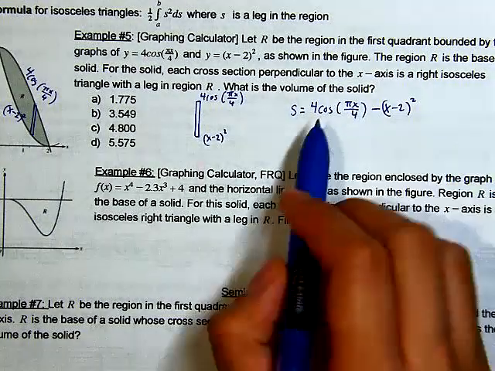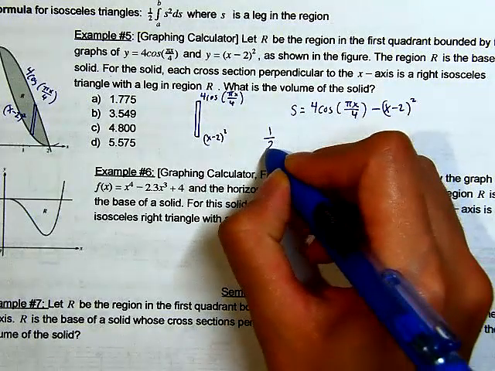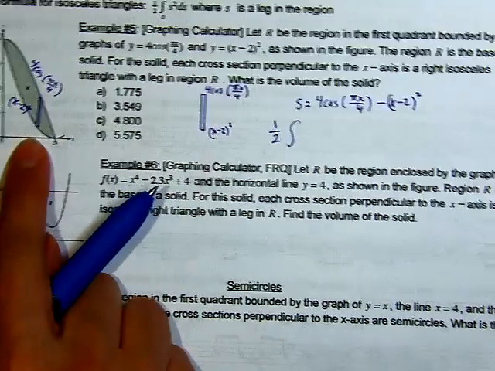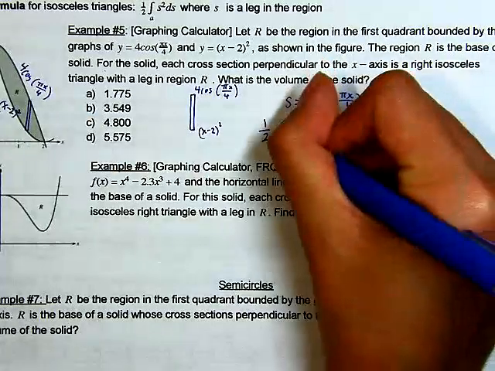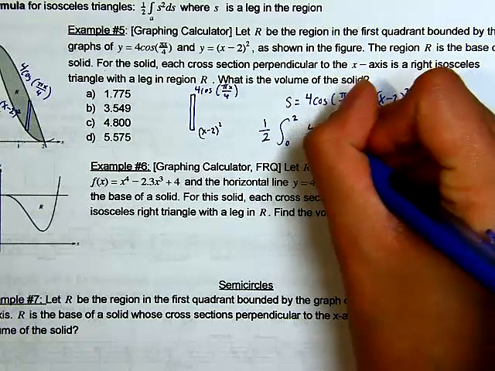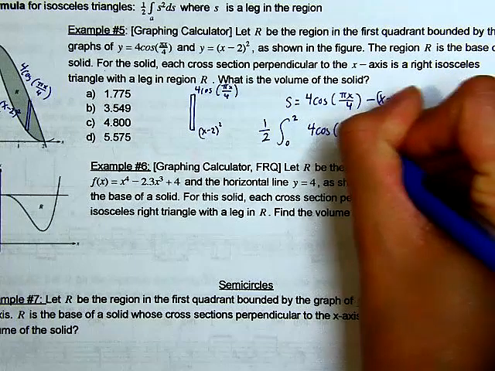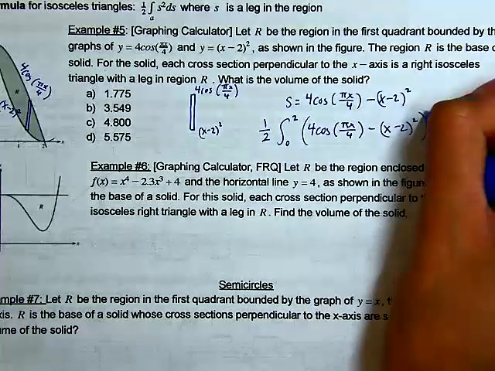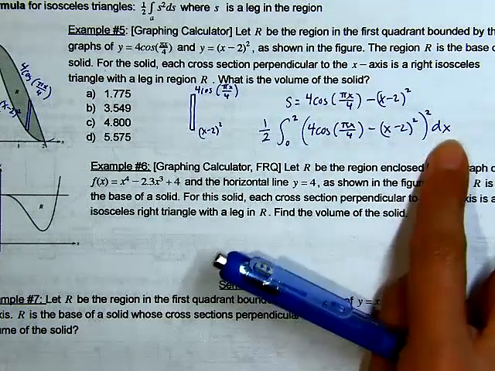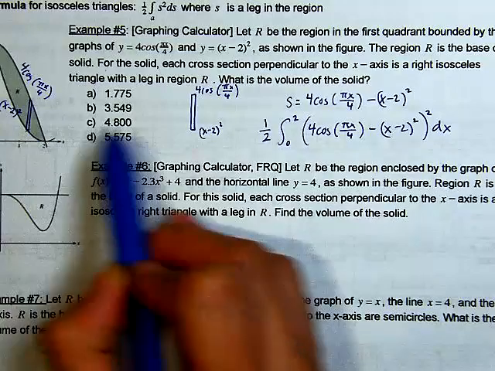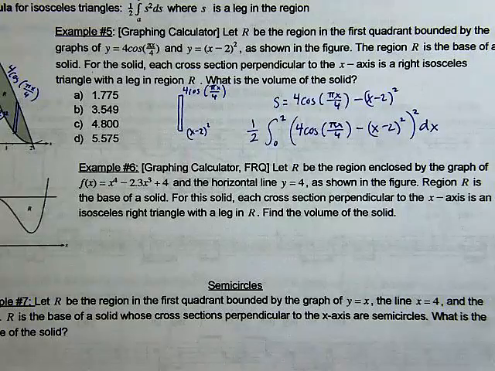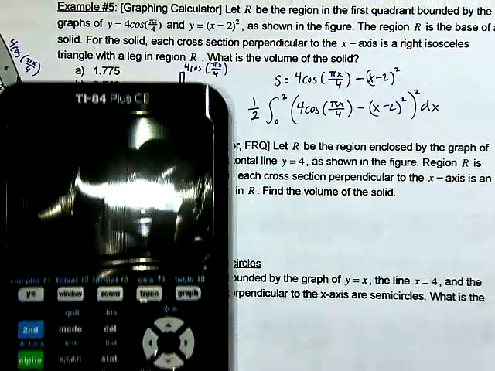So we can go ahead and start plugging into the formula. We have a 1/2 integral. We're using the x values, so we're going from 0 to 2. Those are my boundaries. And I'm going to take s and square it. And dx, recall, is the width of my cross section, how wide this triangle is. So fortunately for this, we can use a graphing calculator.